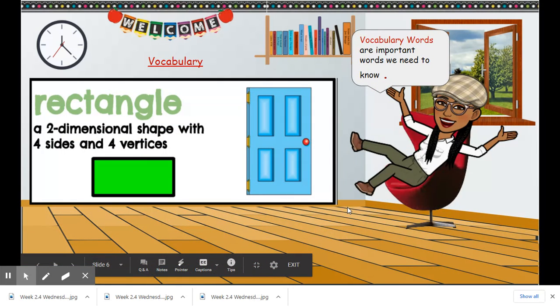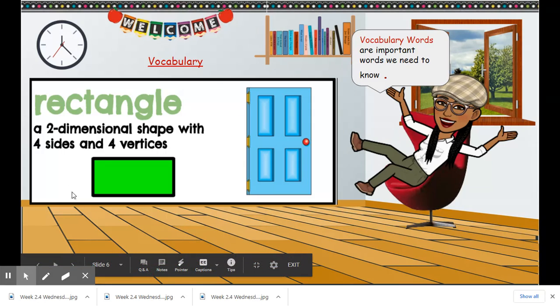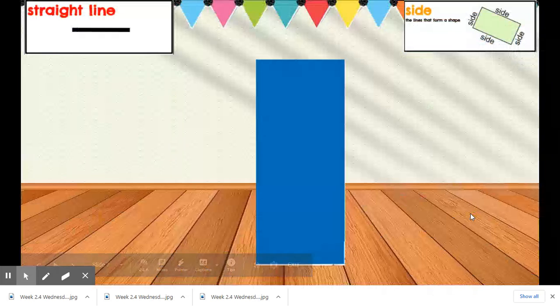So our shape for today is rectangle. Can you say rectangle? A rectangle is a two-dimensional shape with 4 sides and 4 vertices. Okay, and this is the rectangle right here in lime green. Okay, and if you notice, a door is shaped like a rectangle. So keep that idea in your head.